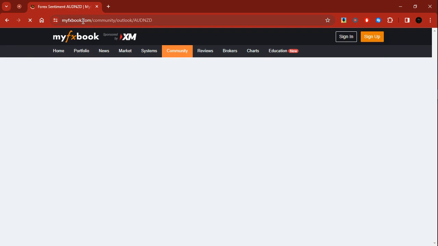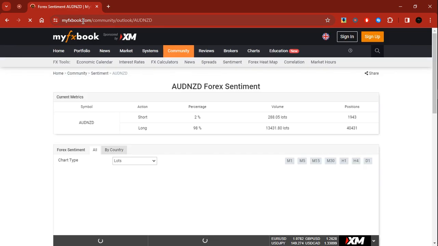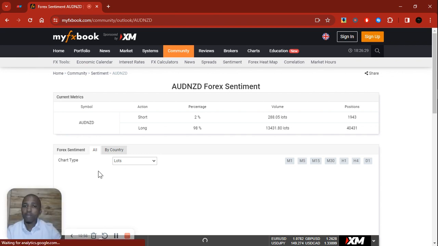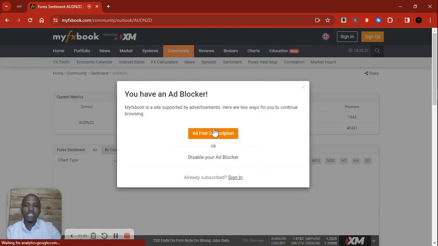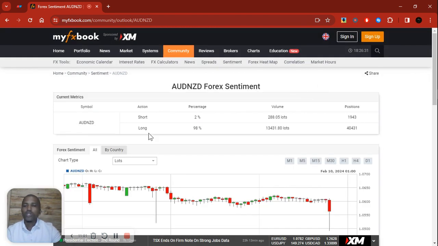So I use Forex sentiment from MyFXBook. There's a ton that you can use out there on the internet. You can check them out. But essentially, if you got the first part, the framework of how they work, of how you can actually apply them to your trading. So as you can see here, we have AUD NZD, right?